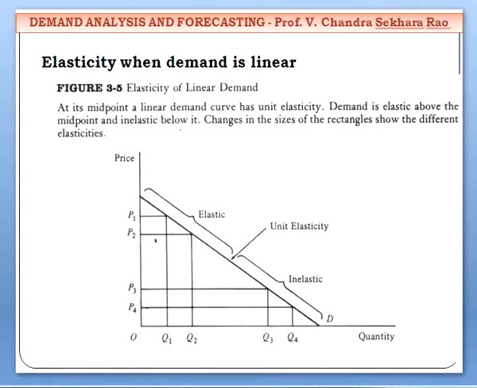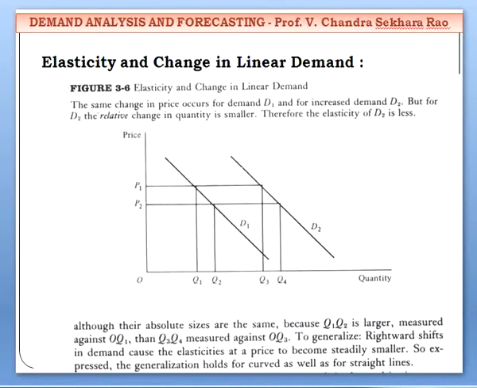Here elasticity is infinity, and here the elasticity is 0. So elasticity declines from infinity to elastic to unit elastic, inelastic, and finally 0. So when a linear demand curve makes an upward shift, elasticity changes or declines. That is the meaning of this diagram.